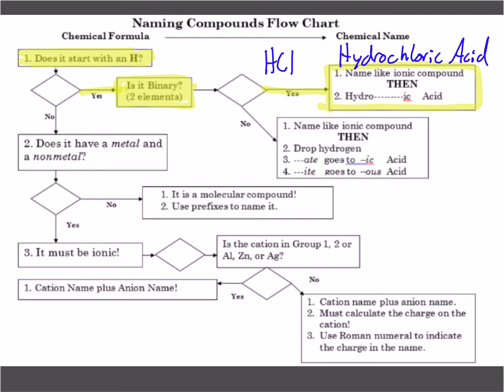Going back to your second question there, is it binary? If the answer to that was no, then it's a little bit different of how we name. We're still going to name it like an ionic compound, but we're going to drop the hydrogen. If there's a hydrogen there, we're not going to use that in the name. Ate becomes ic, ite becomes ous. So an example of this would be something like, let me get my pen.